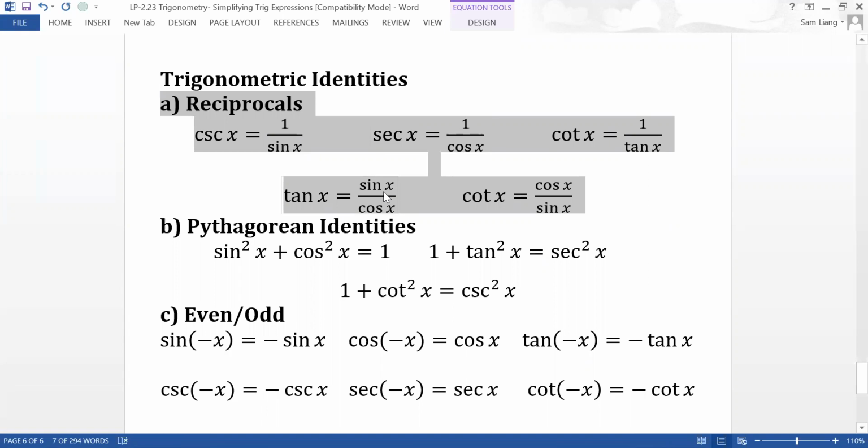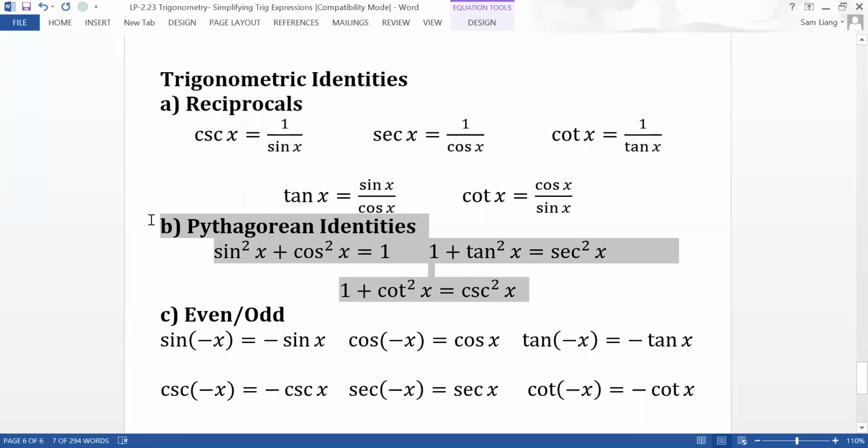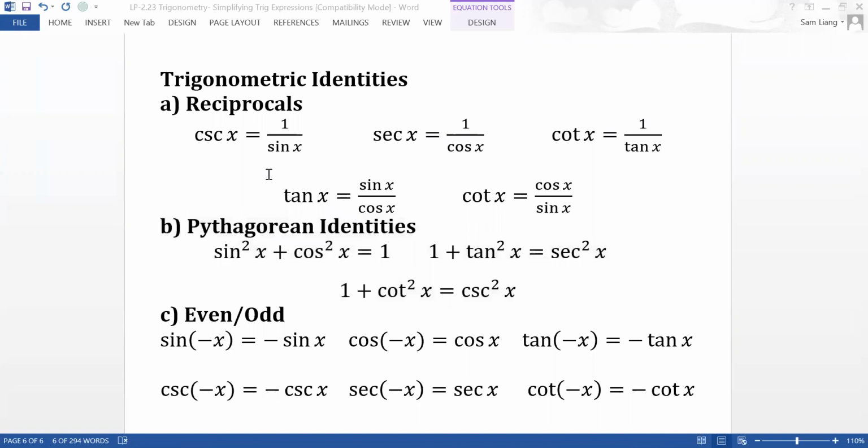Okay, and then can someone read the Pythagorean identities? Sine squared x plus cosine squared x equals 1. 1 plus tangent squared x equals secant squared x. And 1 plus cotangent squared x equals cosecant squared x. All right, thank you for that.